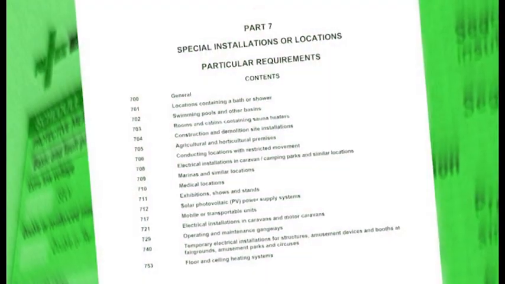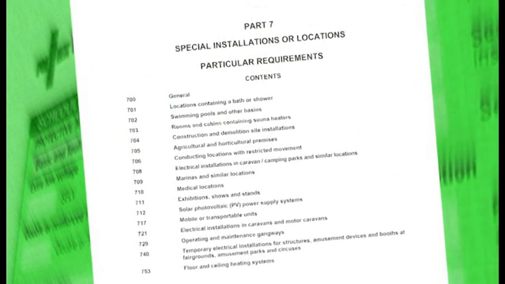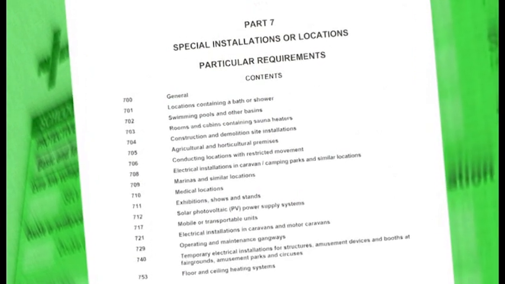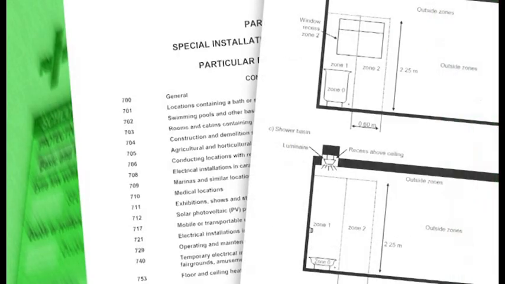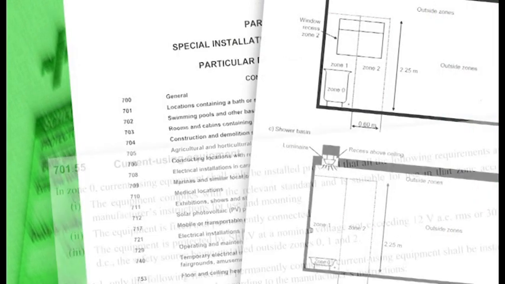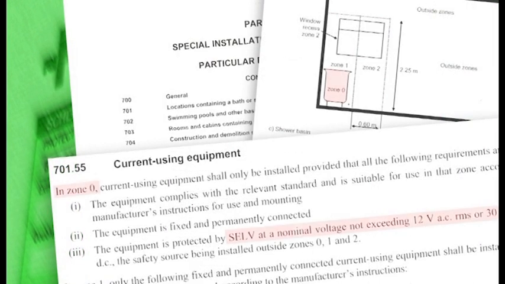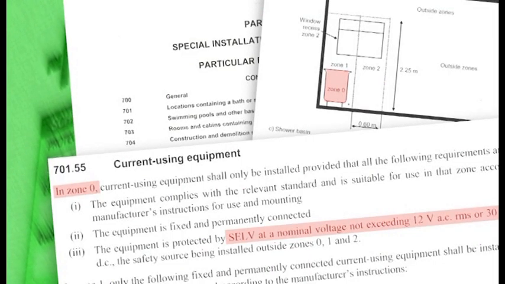It is part 7 of the regulations where you'll commonly find reference to requirements for SELV and PELV. For example, in a room containing a bath or shower, suitable fixed current using equipment can be installed in zone 0 if SELV is used, but not PELV. The SELV source being located outside the zones.